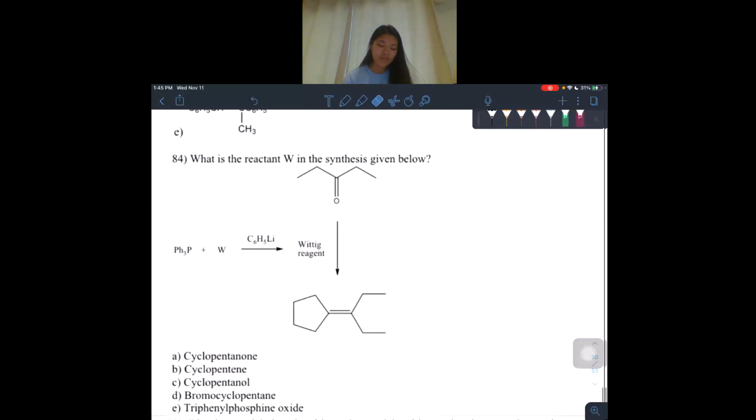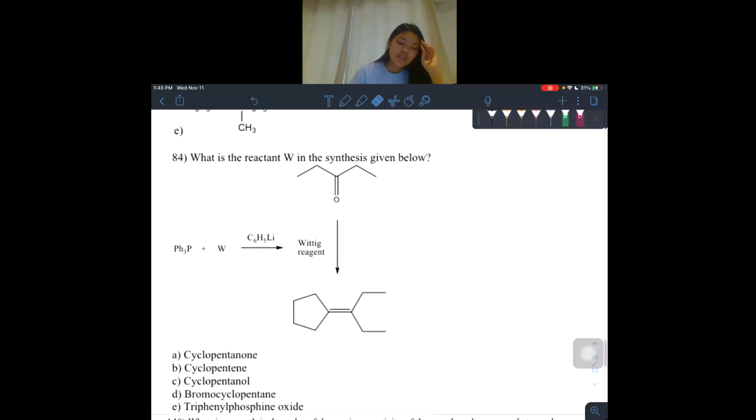Okay. So now this one is asking, what is the reactant W in the synthesis given below? This seems very daunting, guys. I promise you it's not daunting at all. All right. This guy says Wittig reagent, right? So we know this is the Wittig product. You don't need to know what the Wittig product is called. You could literally just call it a Wittig product. So this guy here is a Wittig product.